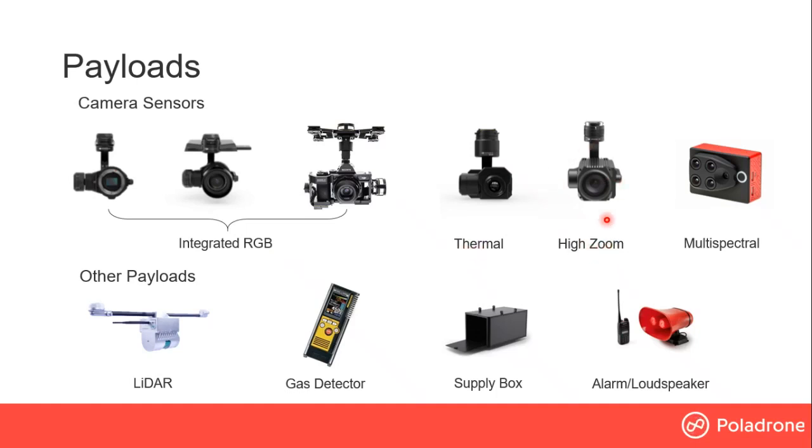And next we have what is called high zoom. Normally high zoom payloads come with zooming capabilities of up to 2 times, 3 times, 5 times, or even 30 times zoom, depending on the brand. And also we have multispectral here. As you can see from this photo, they have 4 different lenses. We will talk more about multispectral later. Basically, multispectral is used in the agriculture sector to see the crop health, or the health of your plants.